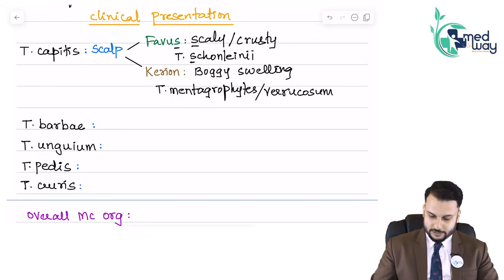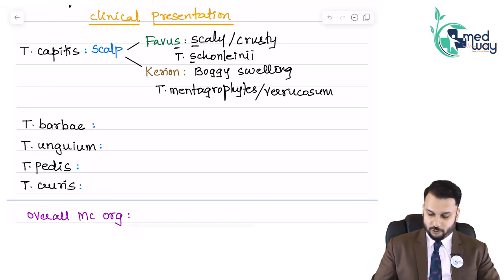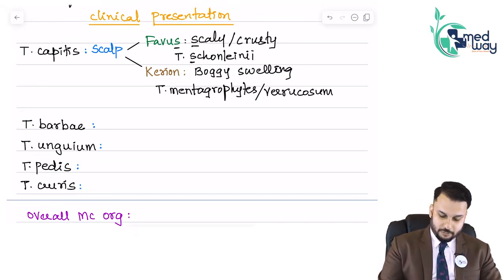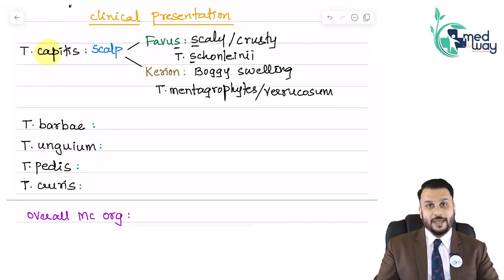Now, first thing is we have to remember the word capitis itself, that it involves the scalp. What we can do is remember that we wear a cap on the head. Yes or no? We wear a cap on the head. That means this is the infection of your head, that is scalp. Next, I gave you some mnemonics like favus for how to remember.